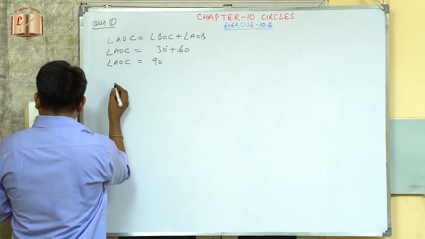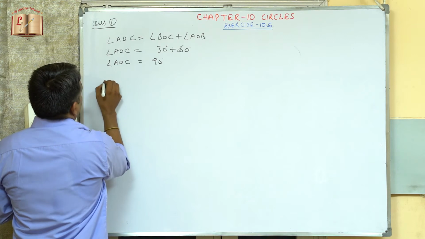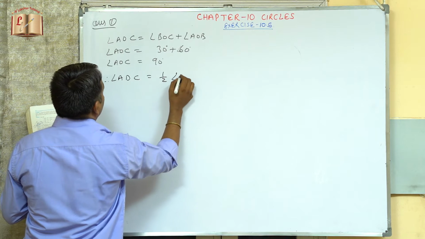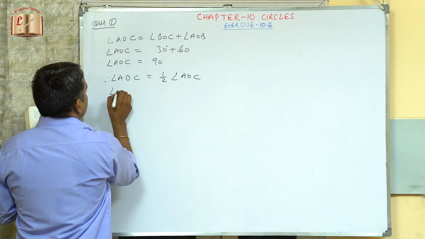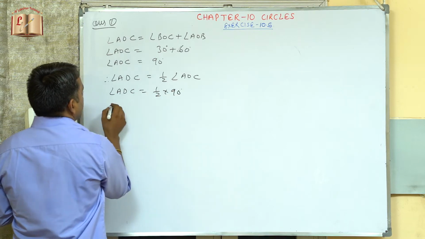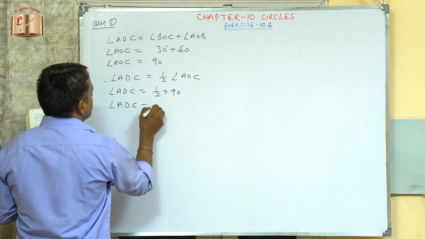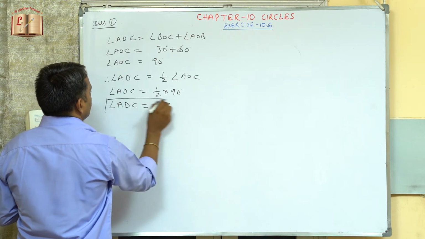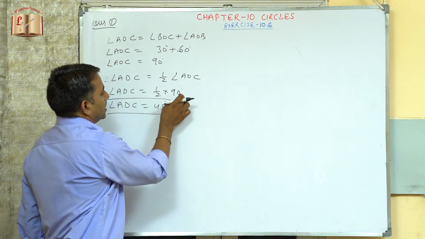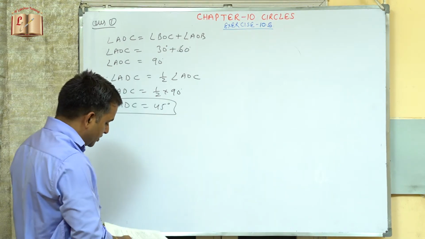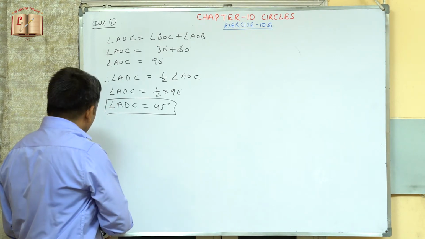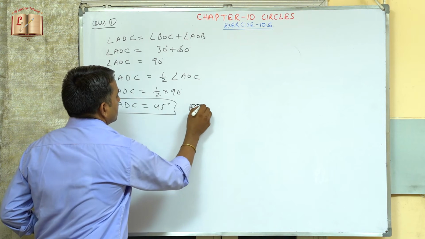Now angle ADC, therefore angle ADC will be equal to half of angle AOC. So angle ADC will be equal to half into 90 degrees. So angle ADC is equal to 45 degrees, because the angle made by this chord in the same segment of the circle will be half of that. So we have proved this.